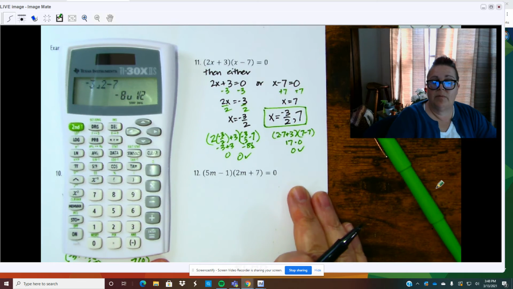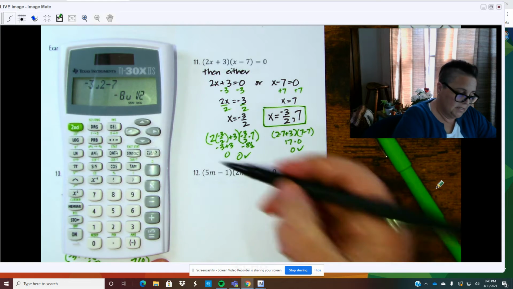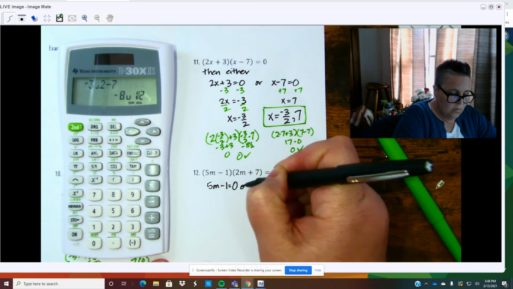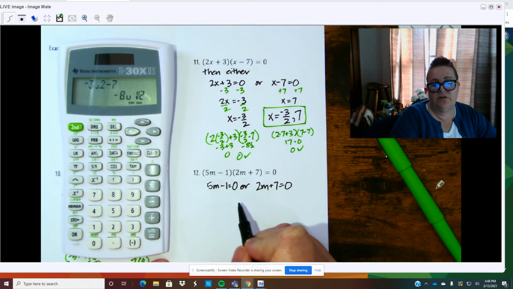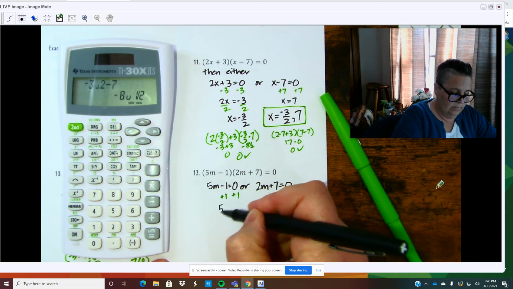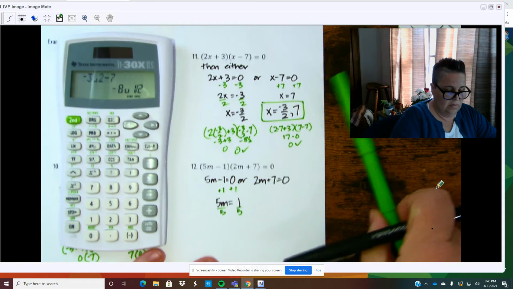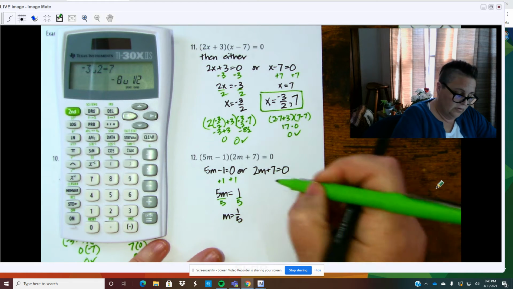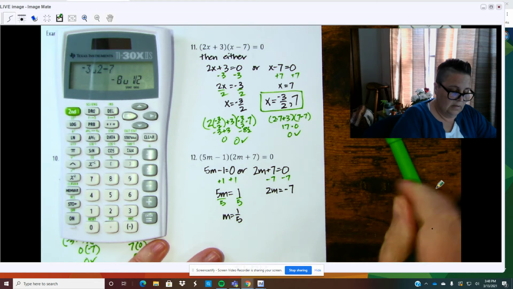Okay. Problem number 12, I still have two factors. When I multiply those two factors together, I get 0. So either the first factor equals 0 or the second factor equals 0. If the first factor is 0, to solve for m, I will add 1 and then divide by 5. For the second factor, I will subtract 7 and divide by 2.